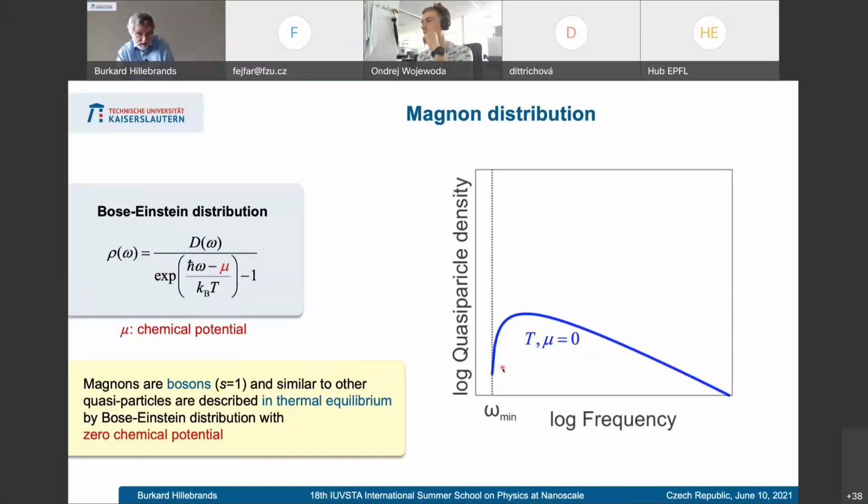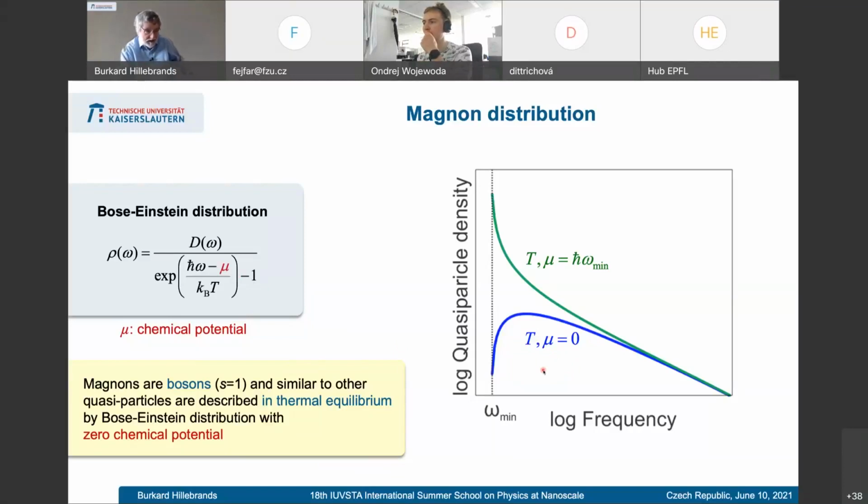I do it in a very special way because I log the quasi-particle density, so the number of magnons, which classically is just the intensity of the magnons, as a function of the logarithm of the frequency. So there is a log-log plot. And what is very remarkable is you have seen in the dispersion, we get a minimum frequency at some finite wave vector. So that is a minimum frequency what we have. And then if you plot this function, it is just this blue curve. And that is for a finite temperature T, and we assume the chemical potential is 0. So that curve is very important.